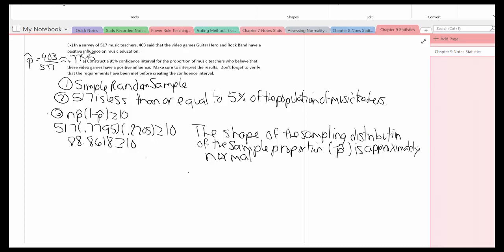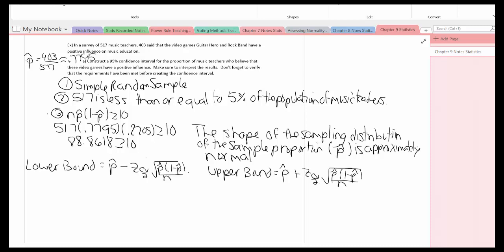Okay, I will show how to do this using the formula one time. But no, I will not ask you to do this on a test. I'll expect you to be able to do this in the calculator. Okay, so let me set up the lower bound and upper bound formulas now. Okay, so let's start with the lower bound. So we know p hat is approximately this.